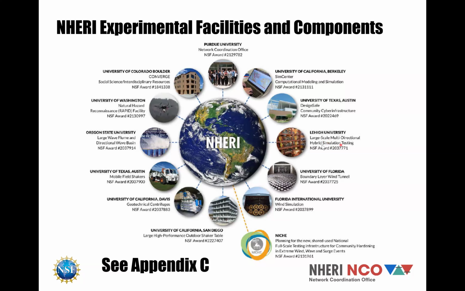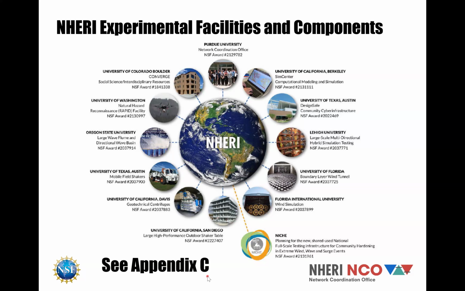Lehigh University is a strong hybrid simulation testing facility. University of Florida and Florida FIU are wind research facilities. The large shake table at San Diego for seismic, the geotechnical centrifuge at UC Davis, the Thumpers, geotechnical experimentation and soil testing down at University of Texas, Austin, wave basins at Oregon State University, and the RAPID center for collecting field data at University of Washington, and finally the more recently added CONVERGE social science aspect at the University of Colorado Boulder. We have more information on all of these. The new one is the NICHE, which is in planning at the moment for a combined wind, wave and surge type research facility at a much larger scale than we have at the moment.